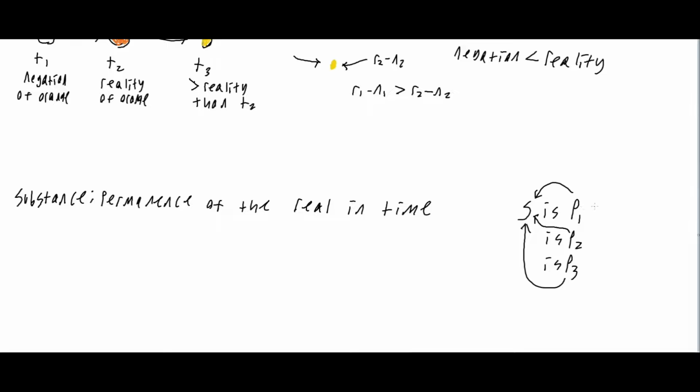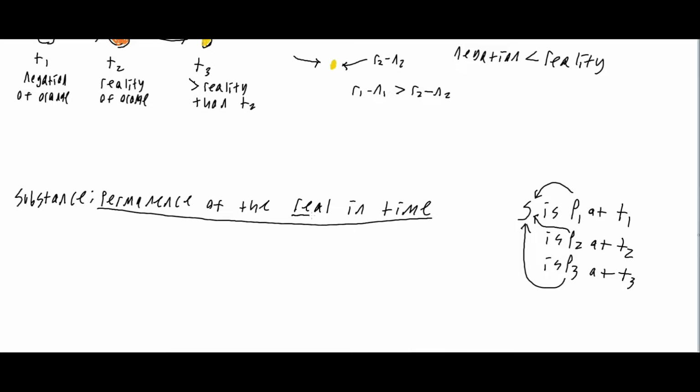So P1 could be true at time T1, where P2 could be true at time T2, and P3 at time T3. And so even though this substance is changing, we could think about it in terms of an object accelerating. So an object accelerating at T1 has some velocity, but then at T2 has some different velocity. But the object itself is not changing. Only the things that we are predicating of it are changing. And so the schema of substance is the permanence of the real in time.